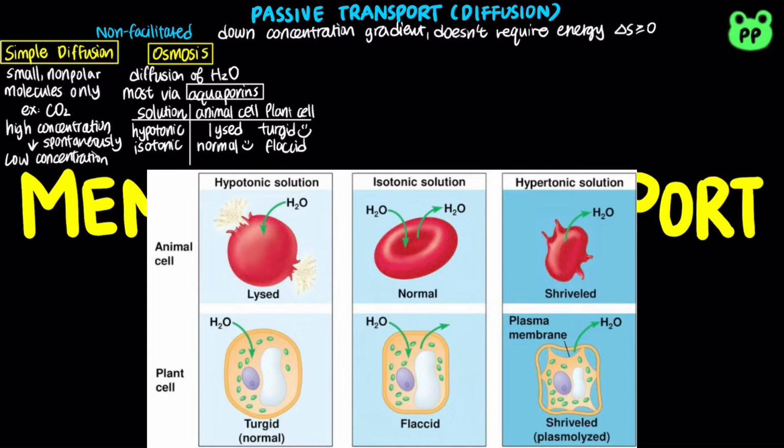In a hypertonic solution, solute concentration is greater than that inside the cell. As a result, the cell loses water. Animal cells become shriveled, whereas plant cells become plasmolyzed as the membrane pulls away from the cell wall.